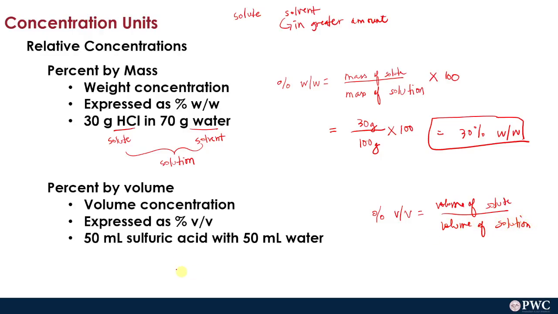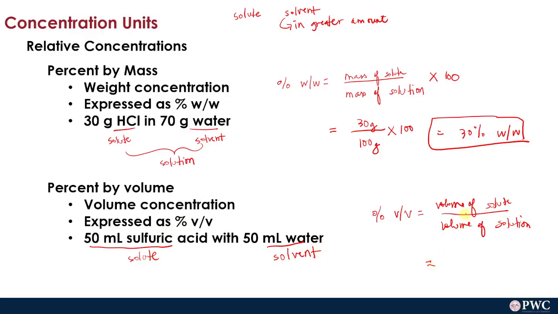Again, it's important to identify which one is the solute and which one is the solvent. So here it's the sulfuric acid, and then water is the solvent. As we all know, water is the universal solvent, so when there is water, in most cases that's the solvent. And this one is the solute, which is dissolved in water.